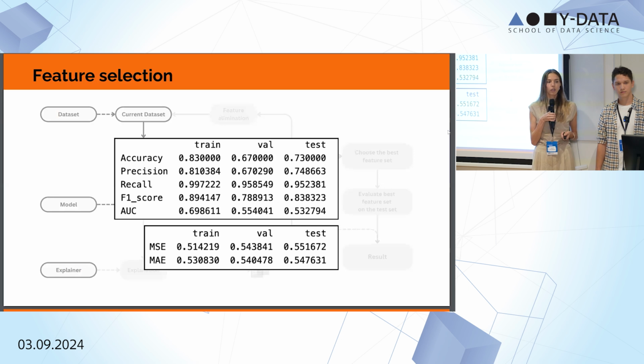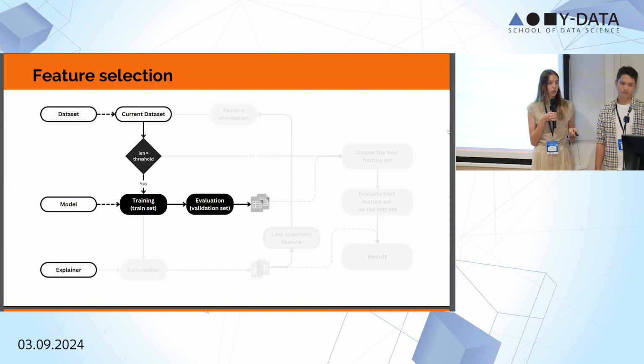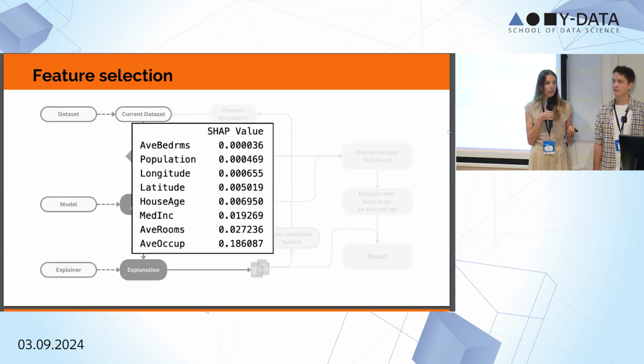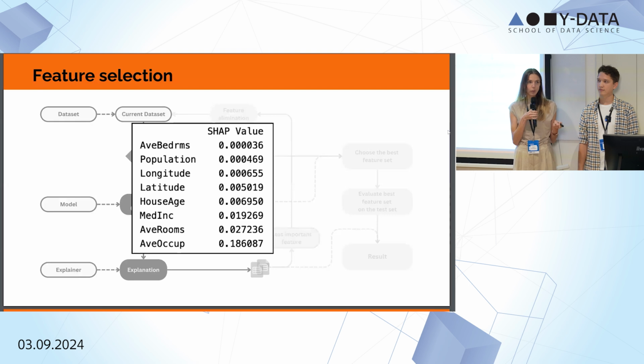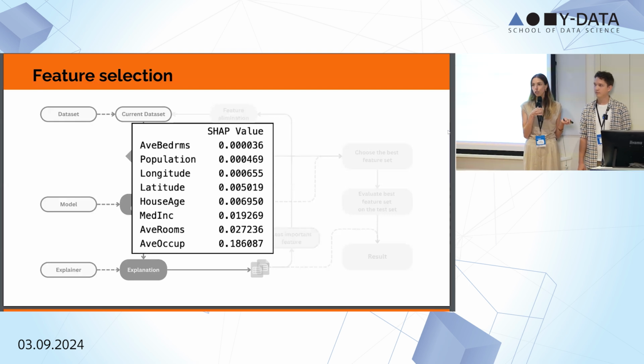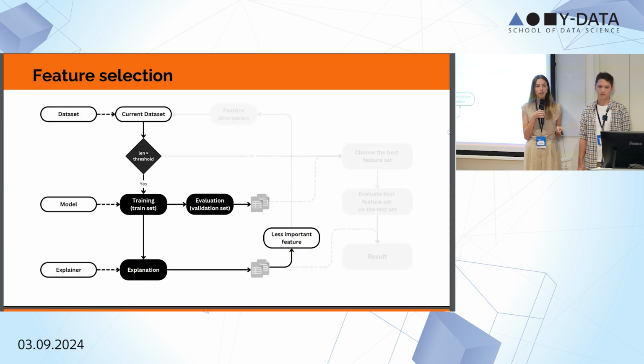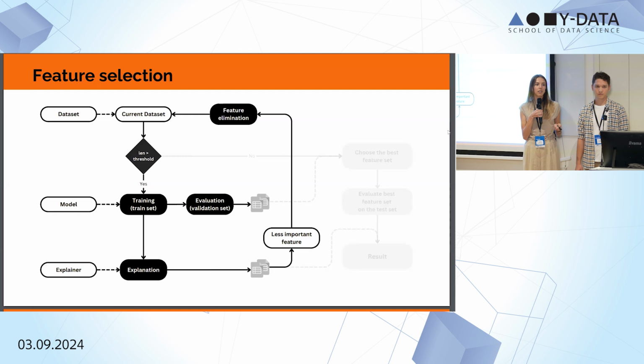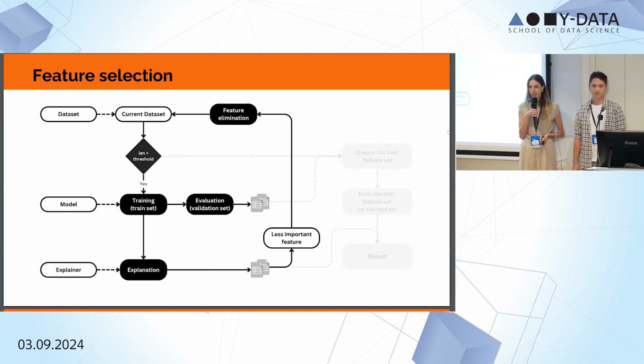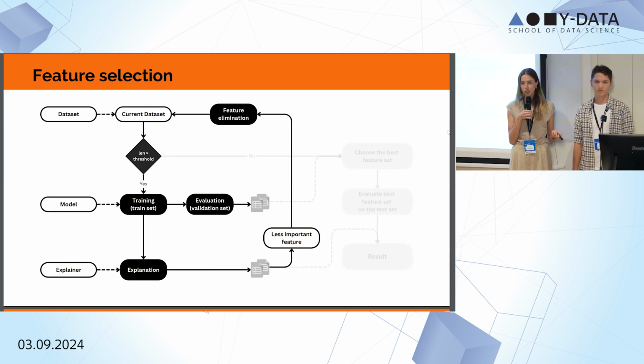And this is how evaluation looks for classification and for regression problems. Then it stores those evaluations because we will need them later. Then it gets an explanation using the given explainer. And this is how an explanation looks. Basically, this is just feature importance. Based on this explanation, it chooses the least important feature and then eliminates it. And this loop repeats until the number of features in the current dataset reaches the established threshold.